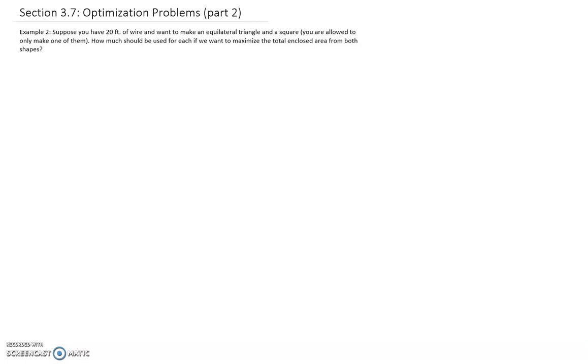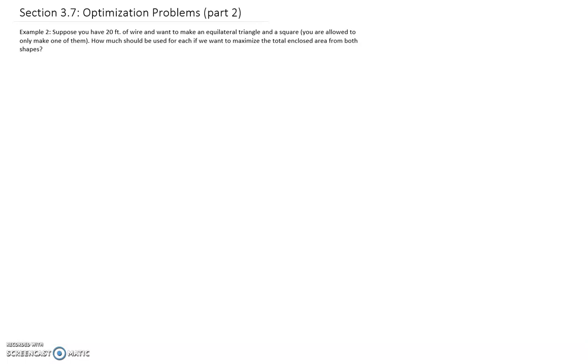For our second example that we'll look at for optimization problems, it says, suppose you have 20 feet of wire and want to make an equilateral triangle and a square. Now you're allowed to make only one of them. Yes, you can make both or just only one of them. How much should be used for each if we want to maximize the total enclosed area from both shapes?